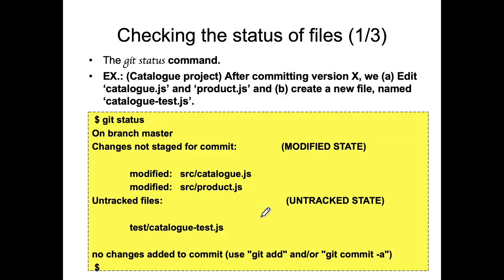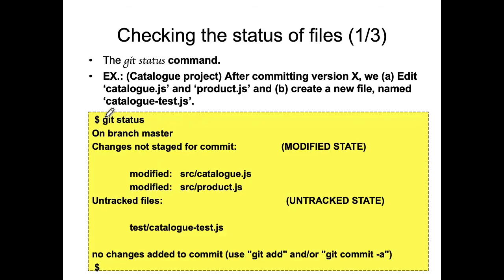Okay, in this slide and the next two, I'm trying to reinforce this idea of the status of a file or the project in your working directory vis-a-vis the repository. So the command that we use if we want to find out information about status is, surprise, surprise, the git status command. And what I'm showing you here is a scenario that I created for the project catalog mini project that we're working on.